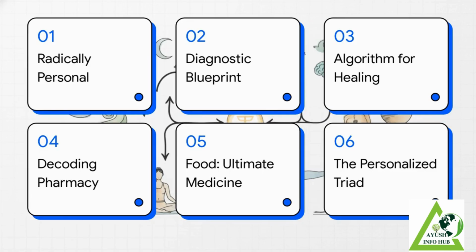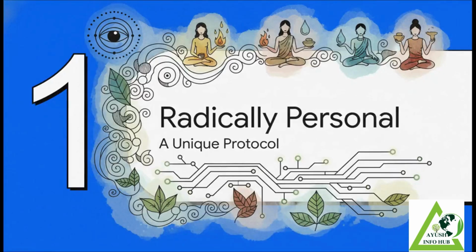So how are we going to unpack this? Well, we're just going to follow the logic. First up, we'll see why this approach is so radically personal. Then, we'll look at the diagnostic blueprint. After that, we'll map out the healing algorithm itself, decode its unique pharmacy, see why food is considered the ultimate medicine, and finally bring it all together with the personalized triad. So yeah, let's start right there with that foundation, radical personalization.